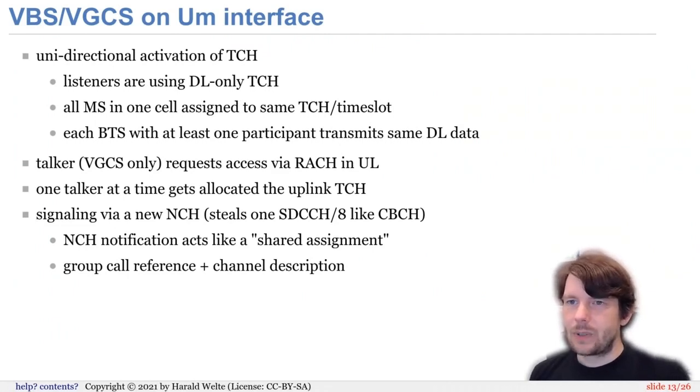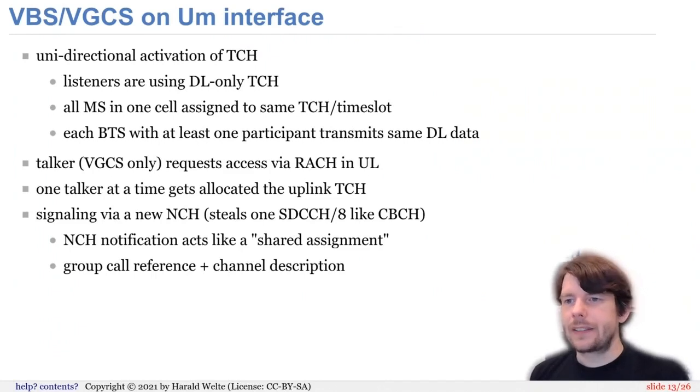So in voice group calls, we of course have also uplink somehow, because in a group call, one person talks, and that is called a talker. So we have talkers and listeners in these ASCI channels. And a talker can request access by sending a REG in the uplink on this traffic channel, similar to a handover REG, you could say. And then one talker at a time gets allocated an uplink TCH, or rather the same TCH in uplink, I guess. So a voice from that talker can reach the network, and the network will then relay it in downlink to all the listeners on this or other cells.